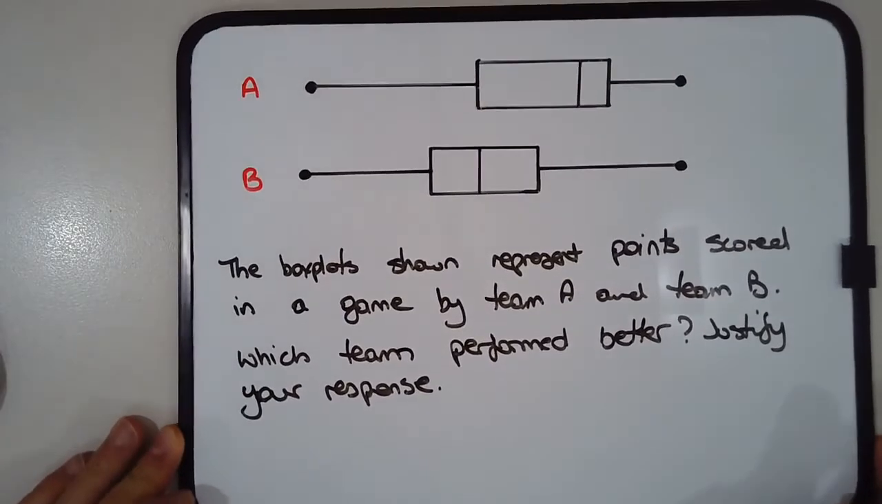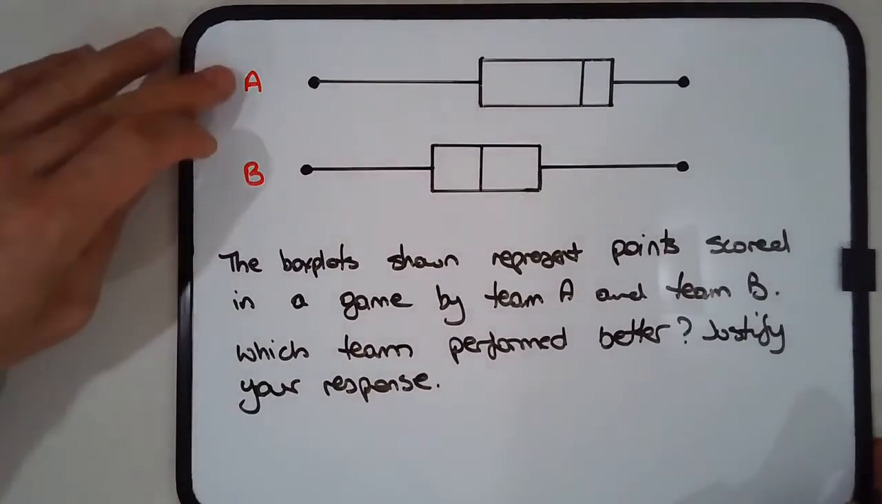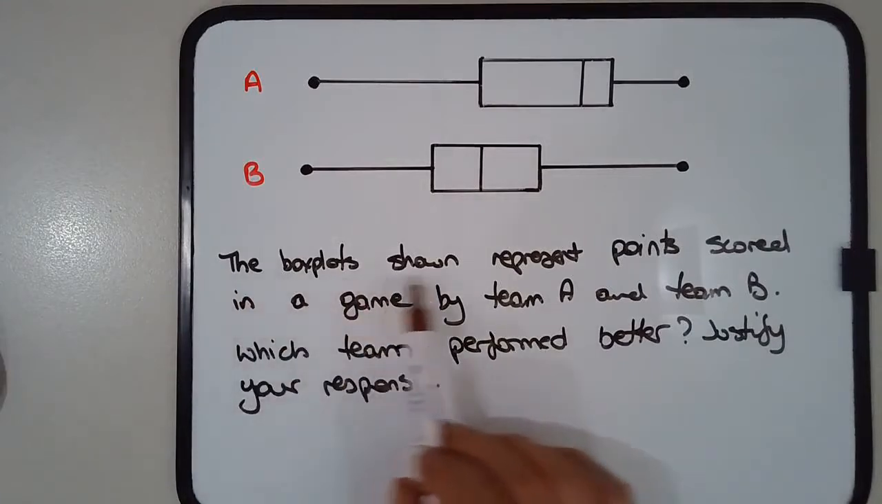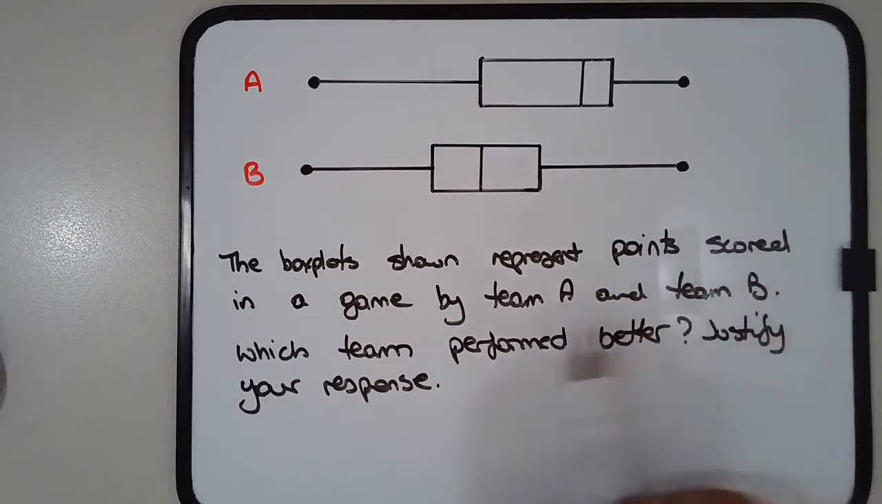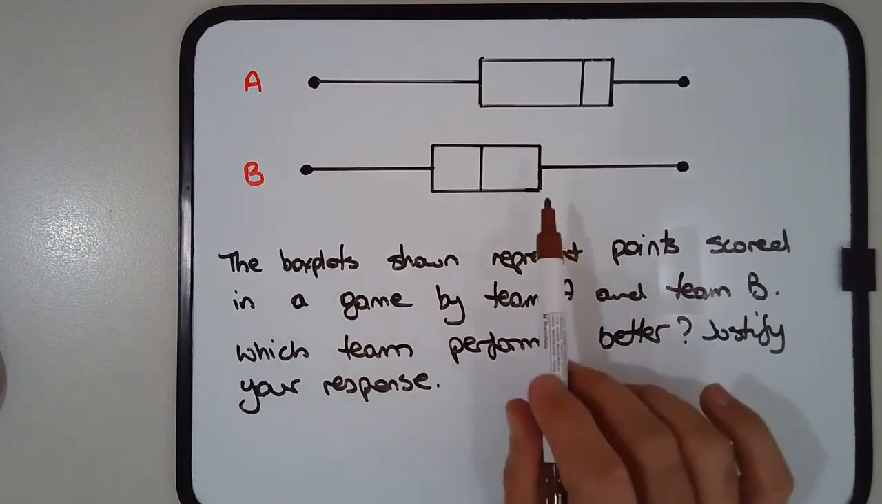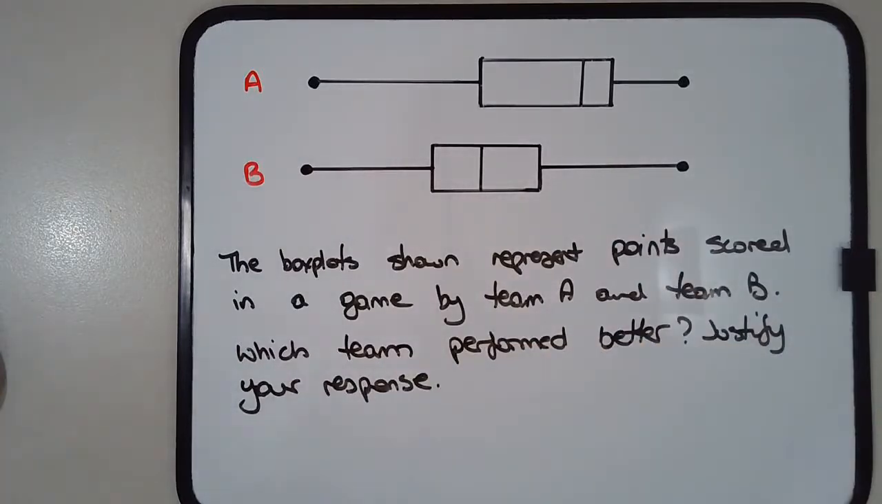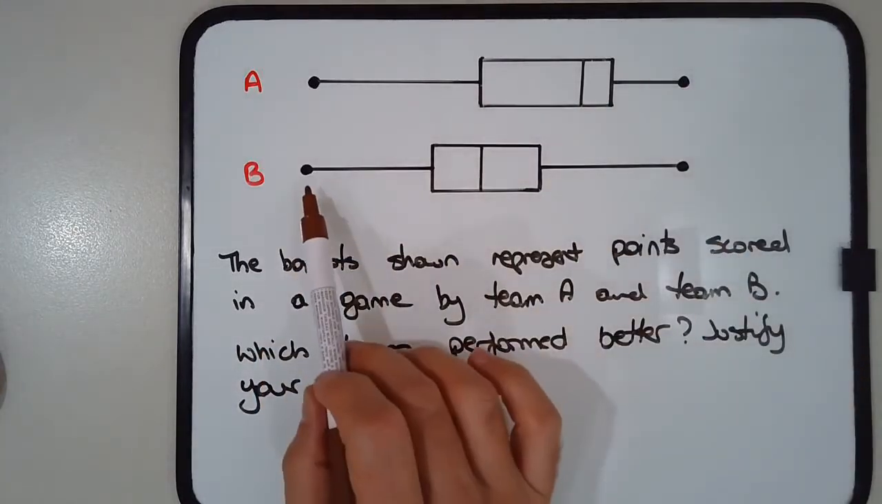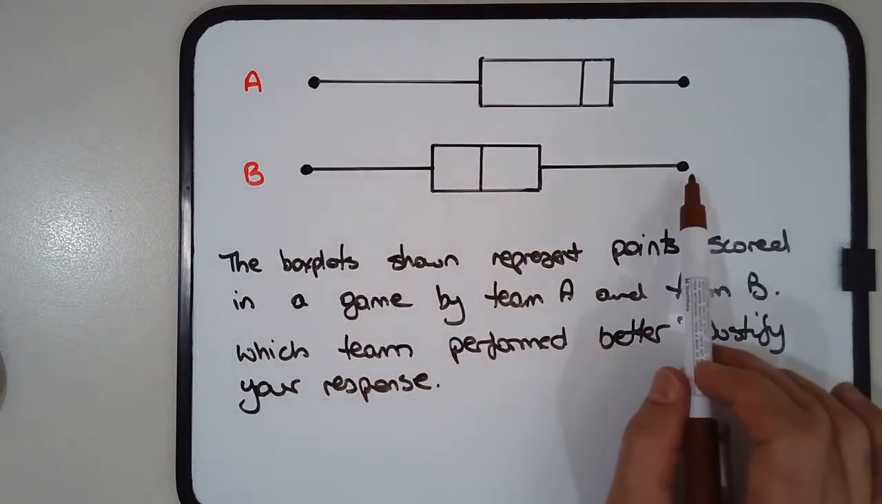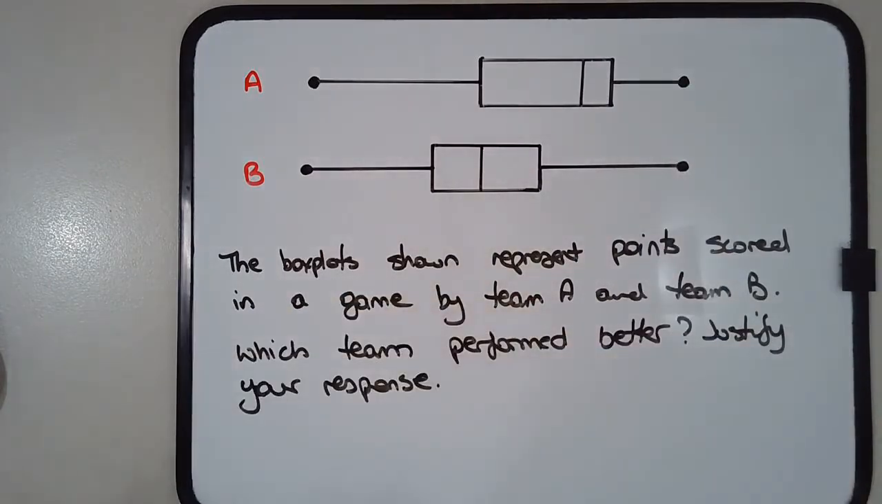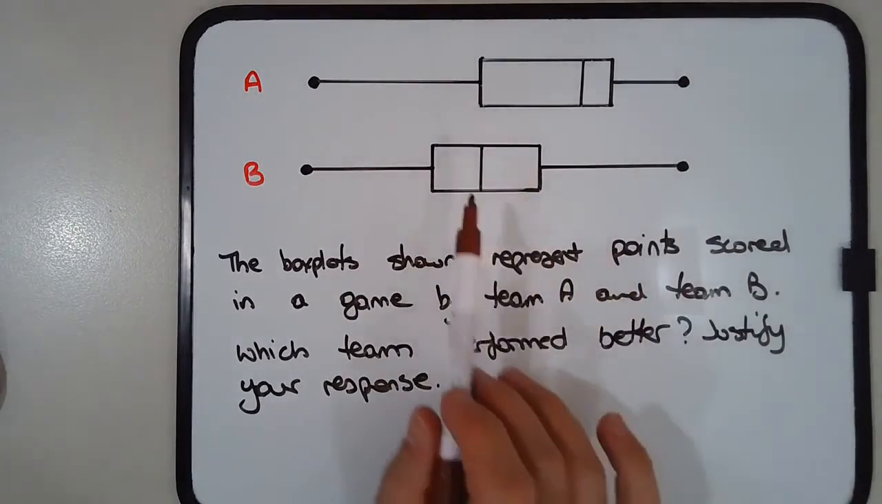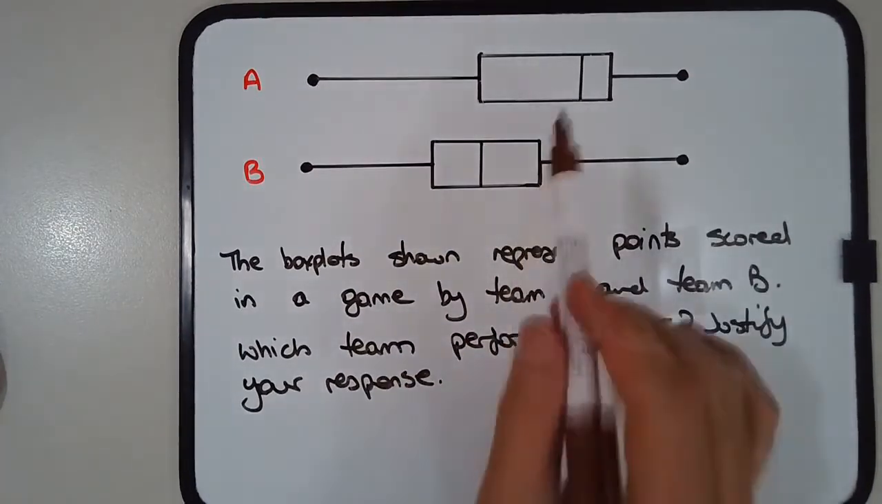So here's another set of box plots, a pair of box plots again comparing Group A and Group B. The box plots shown represent points scored in a game by Team A and Team B. Again, like the last question, which team performed better? Justify your response. Again, this is drawn to scale. Let's consider the range of both sets of scores. The range of A looks almost identical to the range of B, so the range doesn't really separate the two groups. The interquartile range of B is certainly smaller than the interquartile range of A.